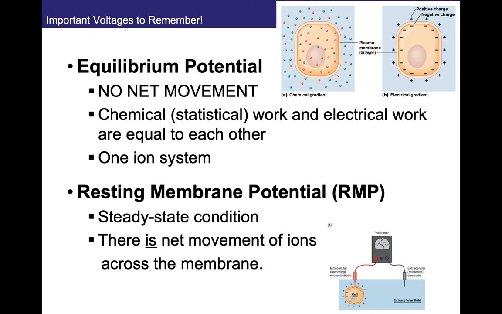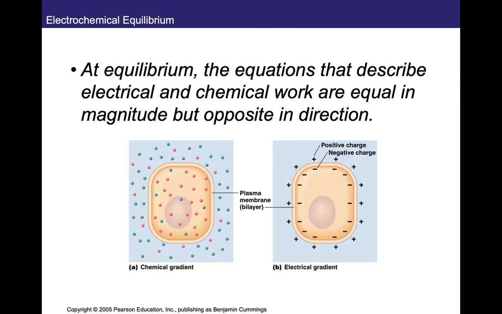So just some definitions. This is the definition of electrochemical equilibrium, where the electrical force and the chemical force are exactly equal. At equilibrium, we have the equations that describe electrical and chemical work. Now, if you haven't taken physics, that's okay, but work is just equal to force times distance. So instead of electrical force or chemical force, you can also use the term work. This is where the electrical work and the chemical work are equal in magnitude, but opposite in direction.